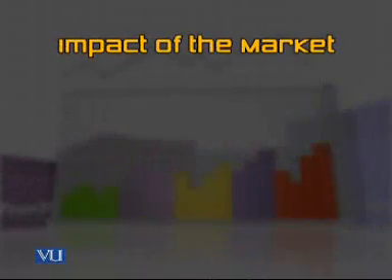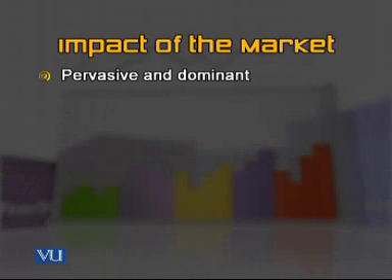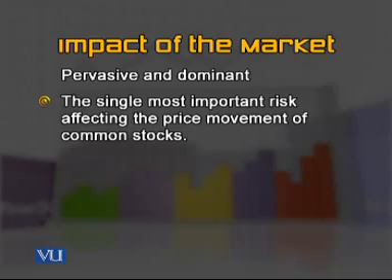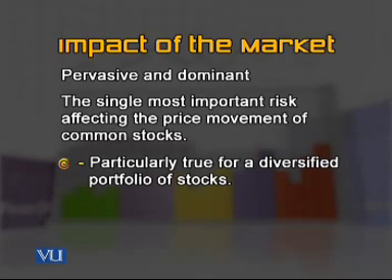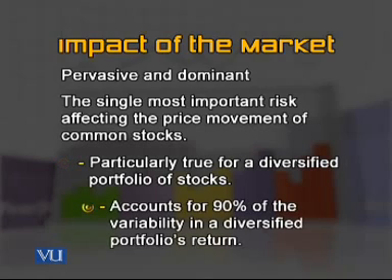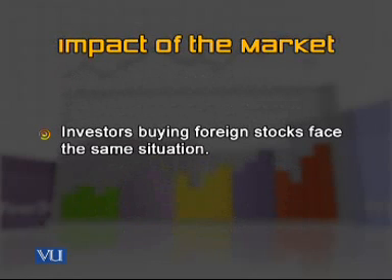Now, obviously, all these activities have an impact on the market, negative or positive, pervasive and dominant. The single most important risk affecting the price movement of common stocks is the general condition of the economy, the general condition of the market, and obviously the specific nature of the stock in the portfolio. So these are particularly true for a diversified portfolio of stocks. And this accounts for almost 90% of the variability, 90% of the variability in a diversified portfolio's return. Obviously, this is what I was talking about, local stock, but generally investors buying foreign stock also face the same situation. The impact of the market, the impact on the market, and subsequently the impact on the mutual fund has to be faced by the investors, local and foreign.